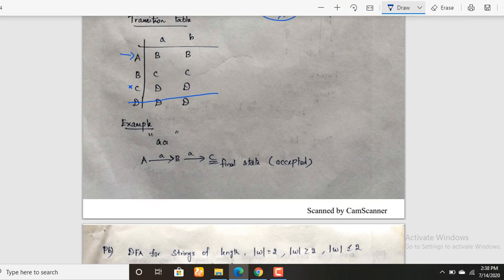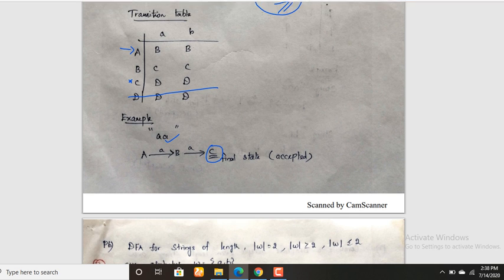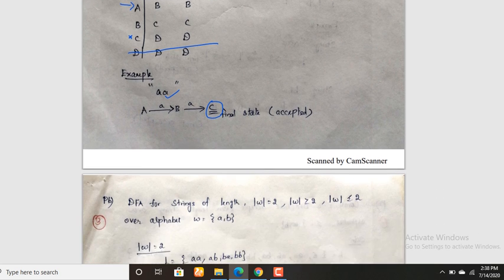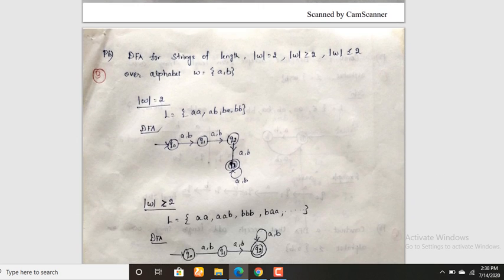So I will take AA here. A on receiving A goes to B, and on receiving another A, B goes to C, the final state. Your string is accepted by your automata. Okay, so that was the second problem, which is the easiest one. Then let us move on to the third problem.